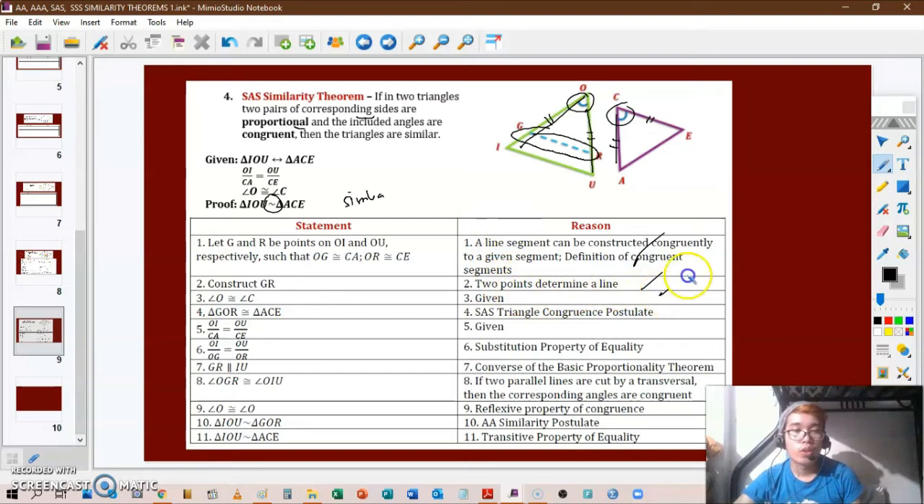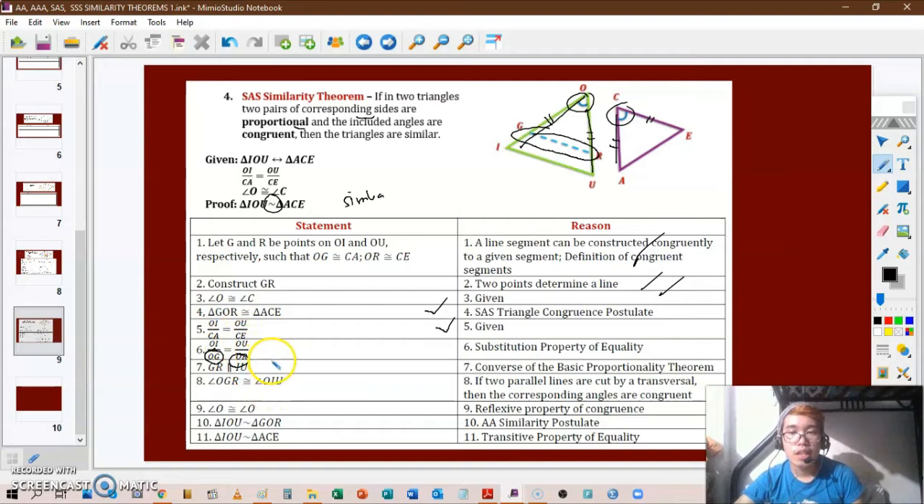Angle O is congruent to angle C, so that's a given. Therefore, using the SAS Triangle Congruence Postulate, we can say the triangles GOR and ACE are congruent to each other. And we can also say that OI over CA is equal to OU over CE, so that's a given, and therefore OI over OG is equal to OU over OR.